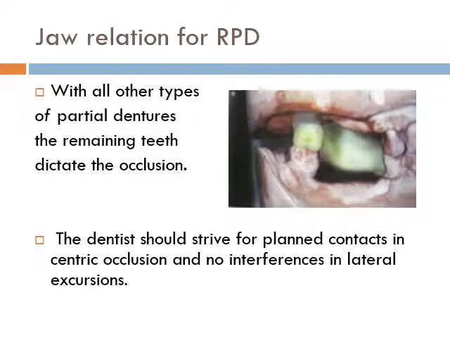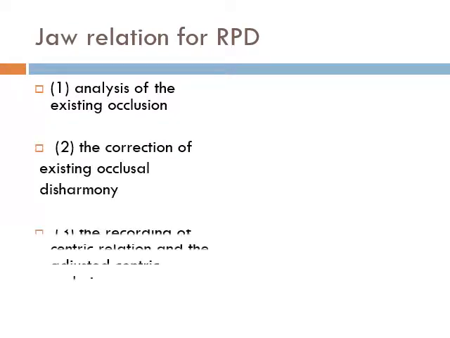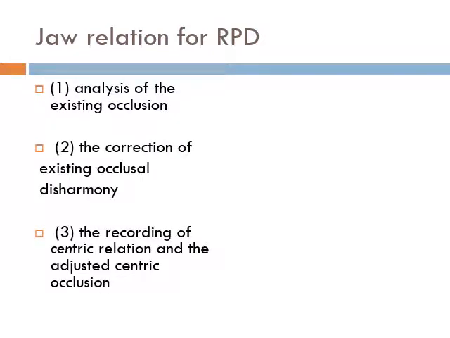In all other types of partial denture, the remaining teeth dictate the occlusion, like this case. The dentist should strive for plain contact in centric occlusion and no interference in lateral excursion. The establishment of a satisfactory occlusion for the partial denture patient should include the following. Number one, analysis of the existing occlusion. Number two, correction of the existing occlusal disharmony. Number three, recording of centric relation and adjustment of centric occlusion.